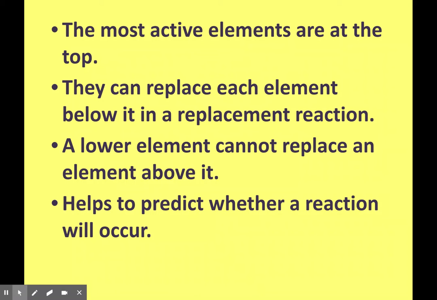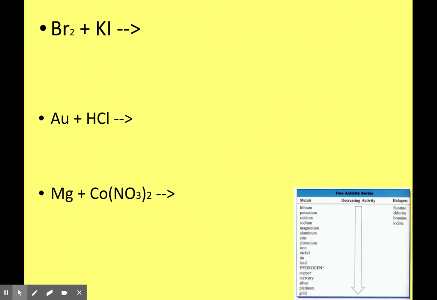So the most reactive are at the top, and they can replace something that is down below. Lower elements are not going to replace something above. And so we're going to look at being able to determine if a reaction will actually occur. Sometimes when we mix two substances, they will react and sometimes they won't. So we can determine this based on the activity of what we're trying to combine.